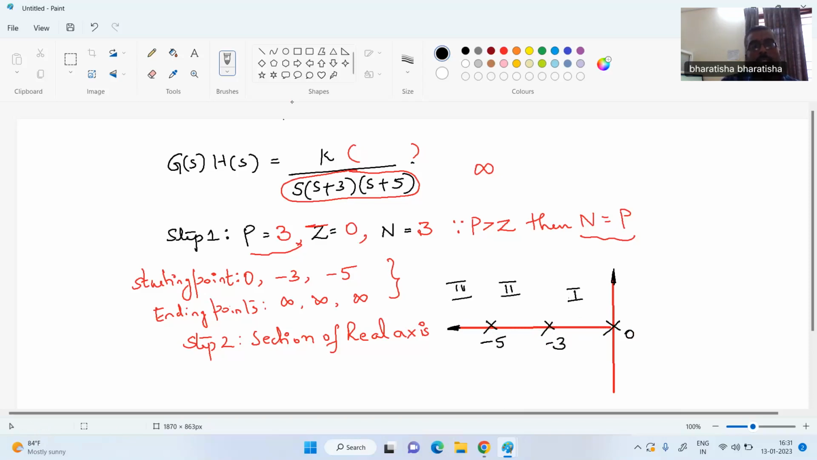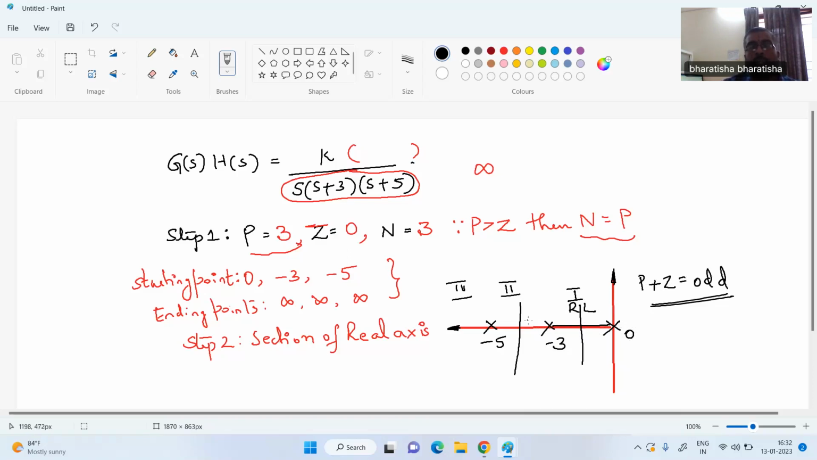If I take a section here, how do you say that this section is under the root locus region? If you add the number of poles and the number of zeros to the right of the section and you get an odd number, then you say that this region is a root locus region. Now, if I take the section towards the right side of this, if I add the poles and zeros, it is 1. So I call this a root locus region.